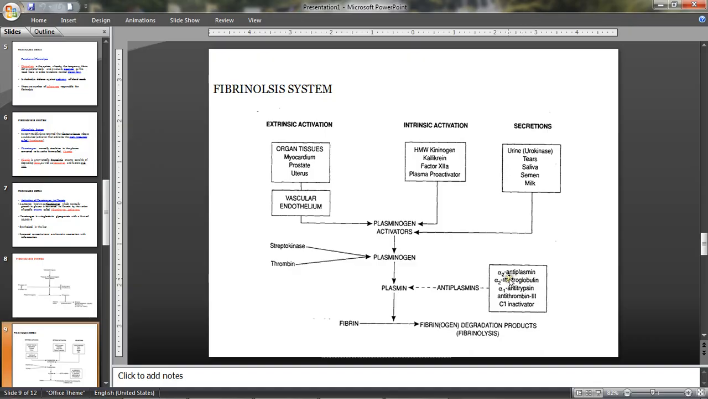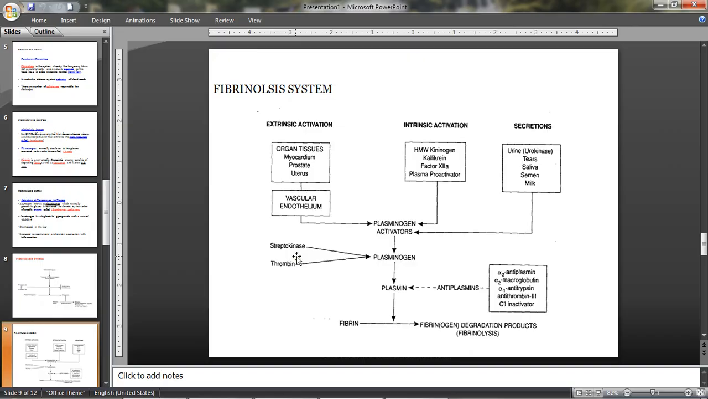Now they are called the antiplasmins. They would be alpha-2 antiplasmin, alpha-2 macroglobulin, alpha-1 antitrypsin, antithrombin, and C1 inactivator. C1 is a component of the complement system. So ultimately, antiplasmins are also present, which could neutralize the effect of the plasmin.